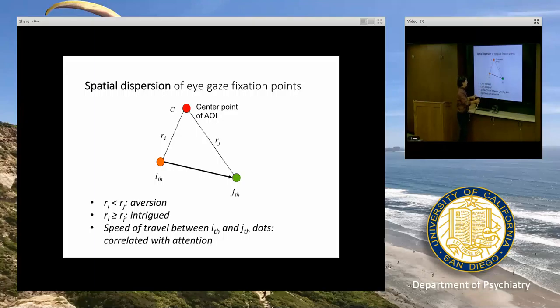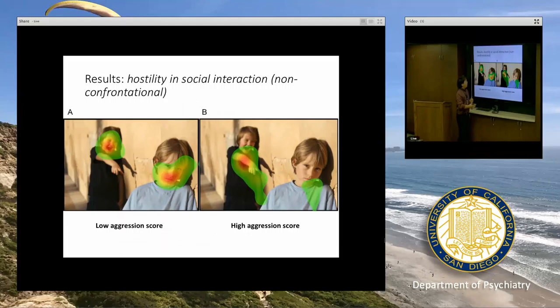And finally, we can measure the speed of this travel distance, which is the distance divided by the time, using the default time interval in our program. Longer and shorter speeds will refer to different things. So we can combine these three things to construct a measure of how scattered these points are.